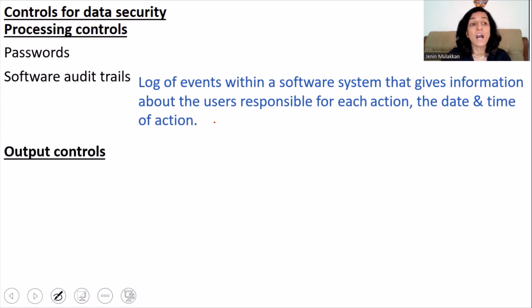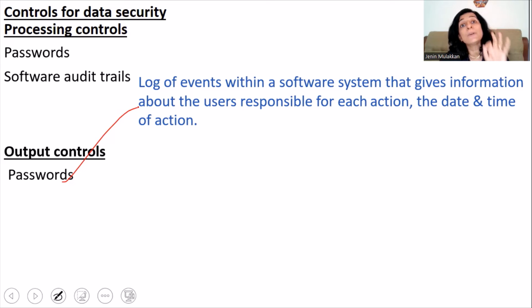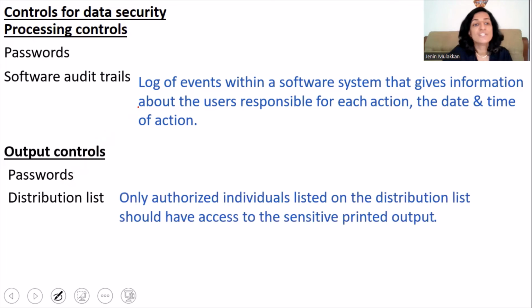Now moving on to the output controls. Output controls, again, you have passwords. That is, any random employee cannot check the output results. You cannot check the profits of the company. The access rights to all the output reports are protected by passwords.